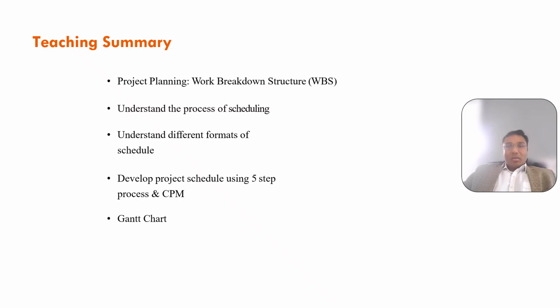Finally, to conclude, we now understand the concept and structure of a work breakdown structure, or the WBS, and the process of scheduling in a project environment. We know the different stages of project scheduling and how to apply the five-step scheduling process. We learned how to identify the critical path method on project activities, and interpret and develop a Gantt chart to visualize project timelines. With this, we conclude the session.